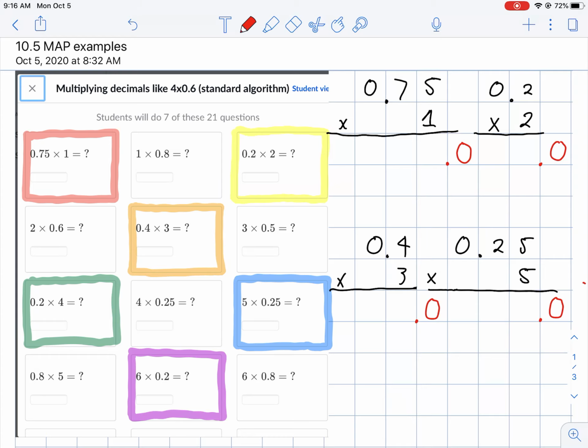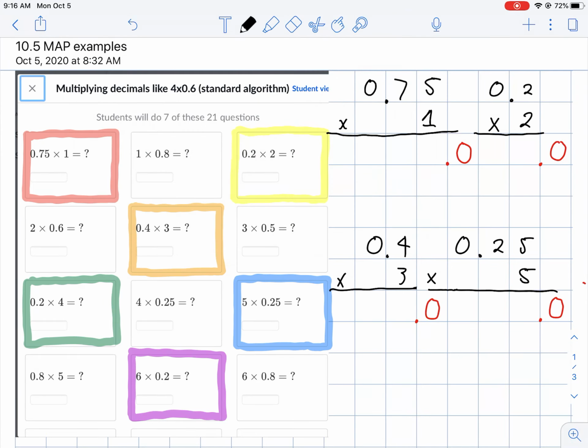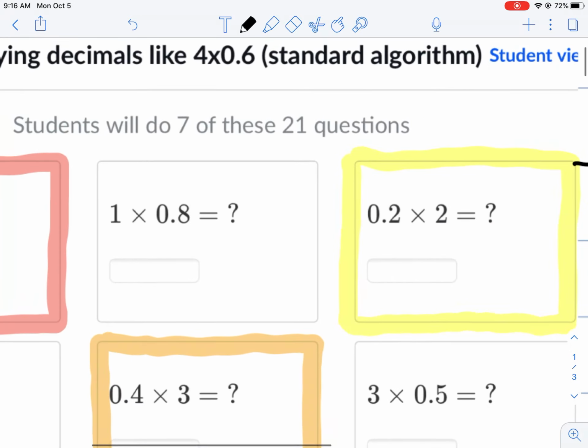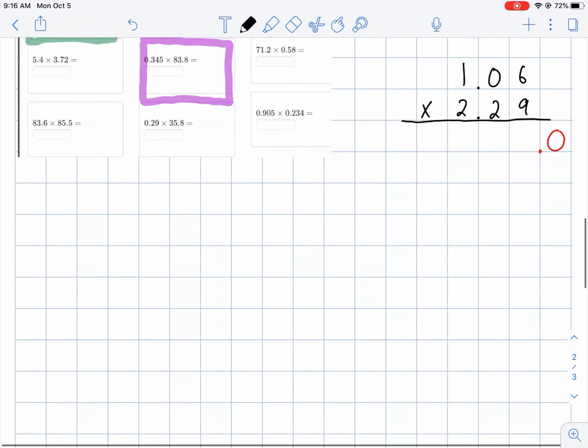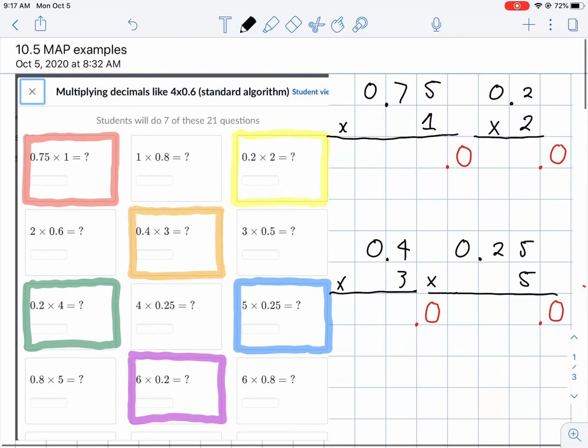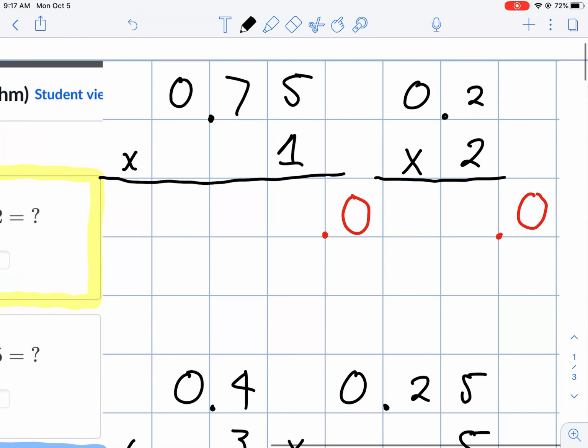10.5 map examples. I've started off just getting some stuff ready. I don't think I'm going to do all these, but these are the problems. You will see 7 of the 21 questions, and I've just grabbed screenshots from the 3 assignments. So a couple things to note here. On all of my answers, this guy here would end up being 75.